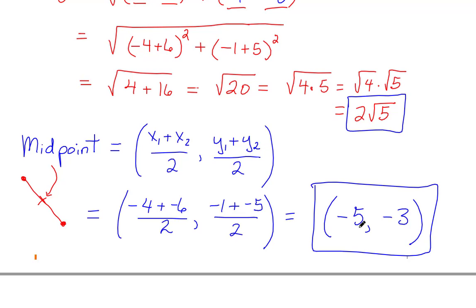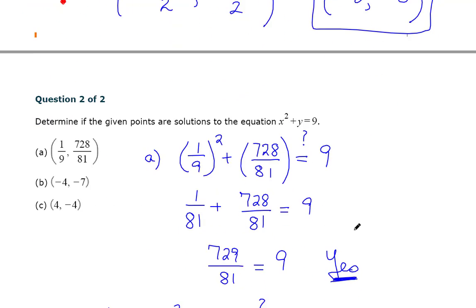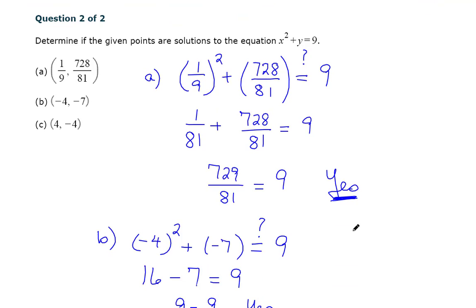In question 2, we would like to know if these points actually satisfy this equation. So let's see if it does or it doesn't. Let's make it a little brighter so we can actually see it here. Okay, so there it is. There's my equation. So I have 1/9 and 7/28 over 81. Plug in the 1/9 for x, the other ugly number in for y. And the question is, if we add them up, do we get 9?